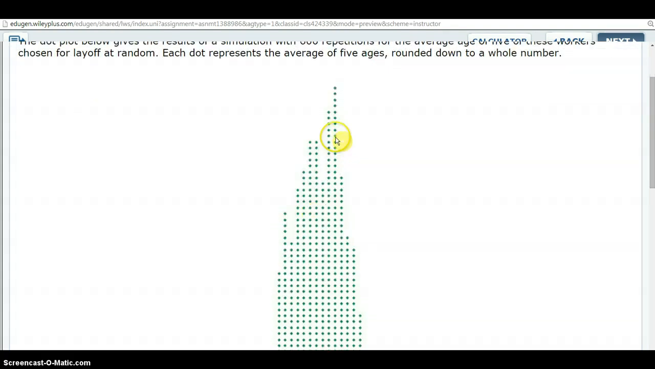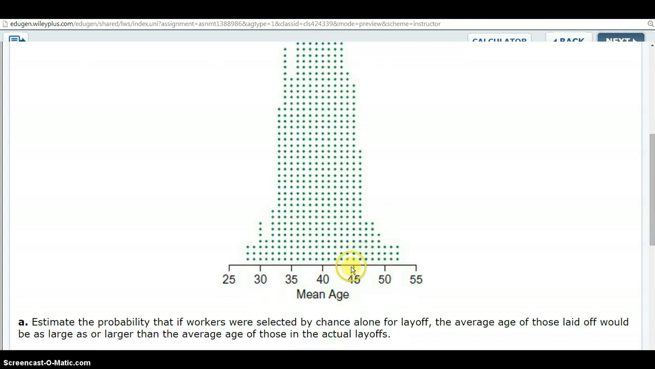Now, how does that compare to the 600 repetitions where they got the average age if it were done at random? Well, we see this is 45. We look at the scale to notice that each of these columns represents 1 year. So if we have 48, we're going 46, 47, 48. This is where our dot would have gone if it were a simulation, although in fact it was the actual. And we want to know the average age as large or larger than the average age in the simulation. So we have 48 right here.